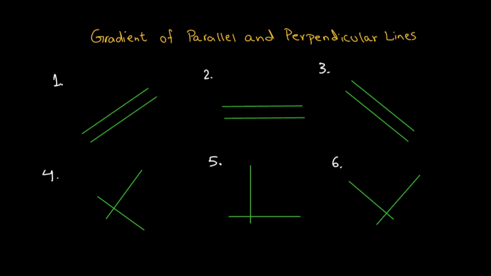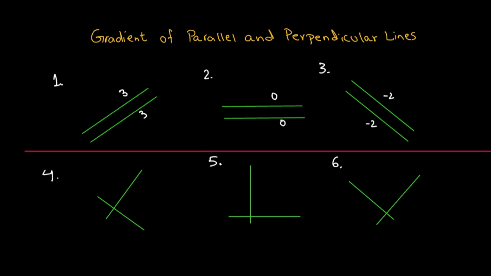Now understand the gradient of parallel and perpendicular lines. Remember that two parallel lines will always have the same gradient. So looking at the first example, if these two lines are parallel, they will have the same gradient. For example, they both have the gradient of positive 3. Now, for the second example, they both might have the gradient of 0. And for the third example, if the two lines are parallel, they both have, for example, the gradient of negative 2. So, in general, parallel lines will always have the same gradient.